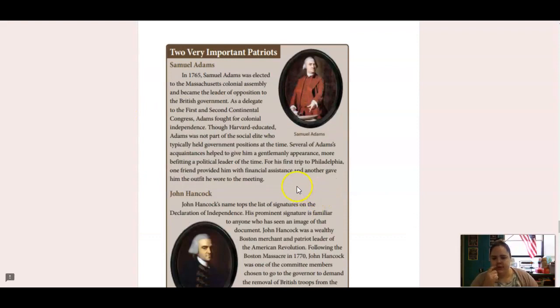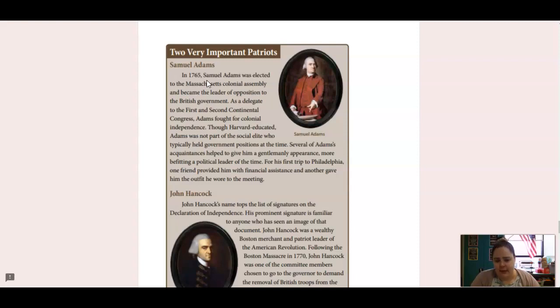2 important patriots. So here is a little blurb about Samuel Adams. In 1765, Samuel Adams was elected to the Massachusetts Colonial Assembly and became the leader of opposition to the British government. As a delegate to the First and Second Continental Congress, Adams fought for colonial independence. Though Harvard educated, Adams was not a part of the social elite, who typically held government positions at the time.